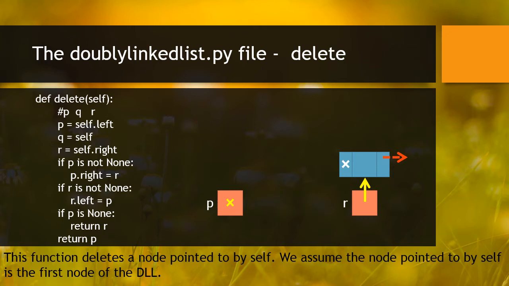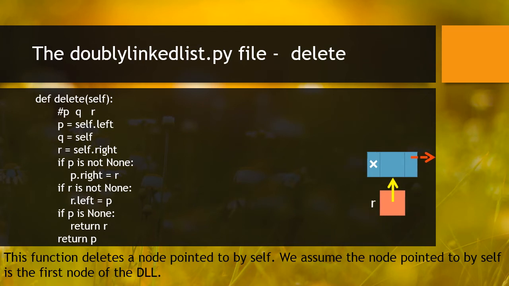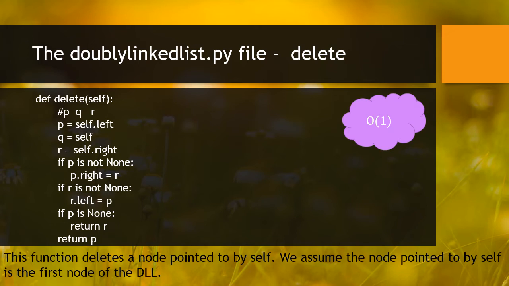P is none. So we will move into the body of the last if, where we are being asked to return R, which we return. P perishes as it falls out of scope. The O notation is 1.